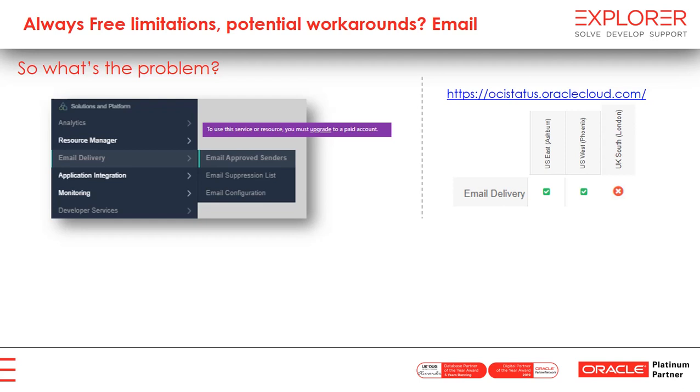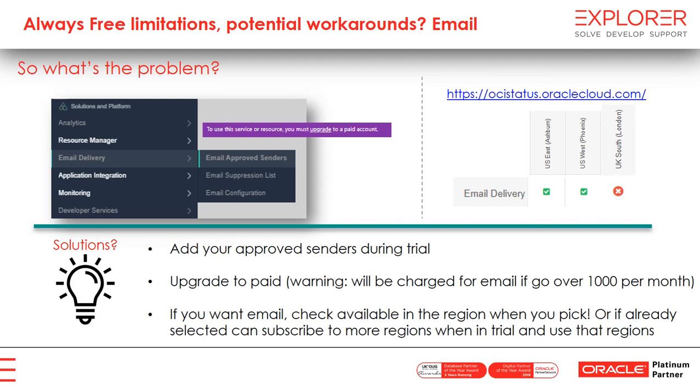So, a couple of solutions for these two things. Create all your approved senders during the trial. They stay there after the trial ends, so as long as you've added them all before the trial expires, then they will be there and you will still be able to send emails. If your trial has already expired though, and you either didn't add them or now you need to add some more, then you are going to have to convert to a paid account.